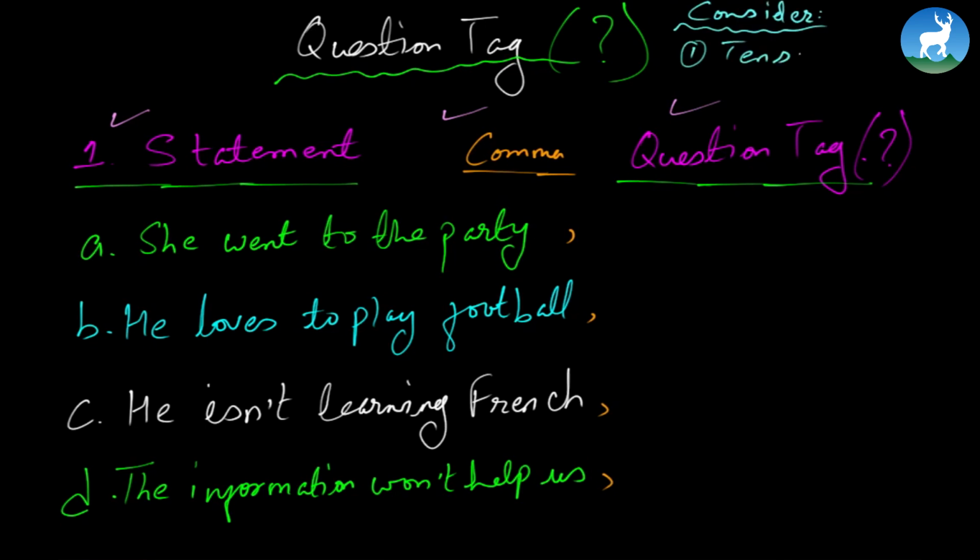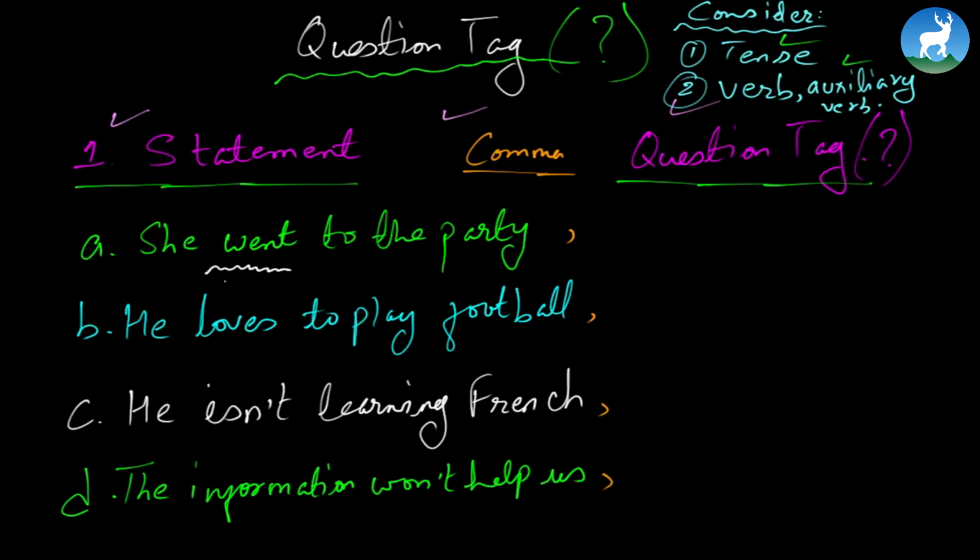Always take care of the tenses. Which tense is the statement in? Number two, the verb, or it could be an auxiliary verb, like is, am, are, has, have. We have to consider that too, and then we're considering tense as well. For instance, in number A, she went to the party. This is simple past. We also have to figure out whether it's a positive statement or a negative statement.